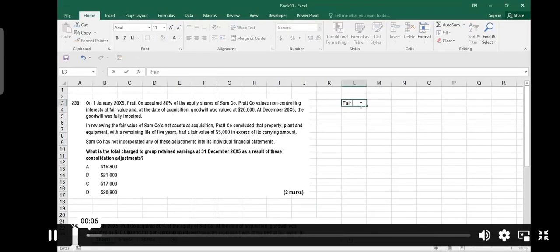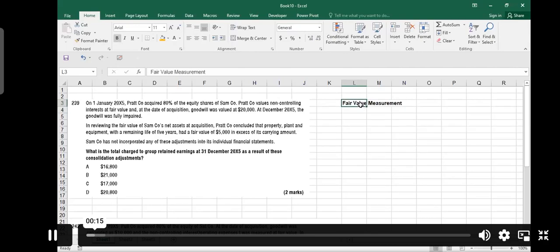This fair value measurement in consolidation is something you will always have to apply whenever you do a consolidation question, whether you are doing a consolidated balance sheet or an income statement. This fair value measurement thing will always be involved somehow. Fair value measurement, what does happen? Let me tell you from the beginning.